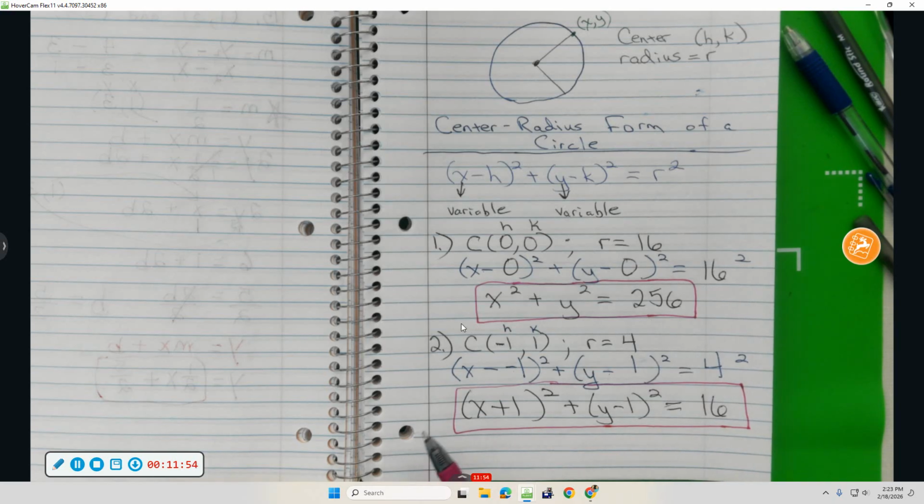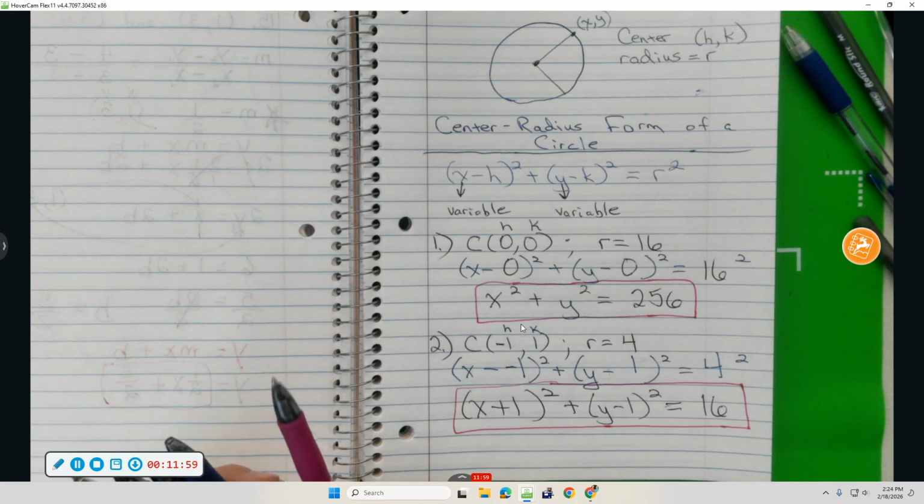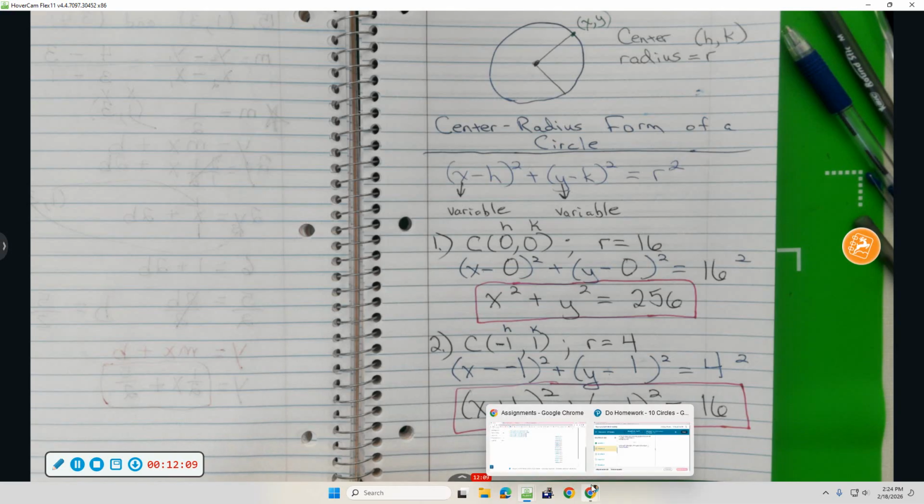In public school, if you ever had to buy a compass for drawing circles, you would take the compass, put the sharp point down at the center, then move over 4 units and spin it around. That's what we're doing with this digital tool.